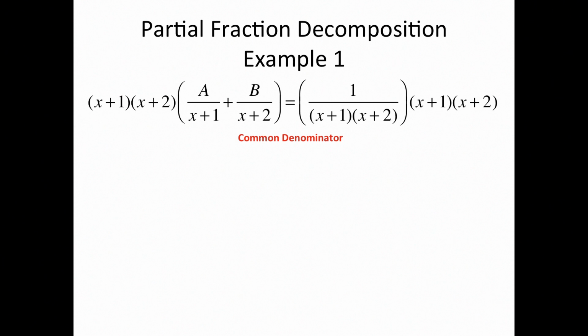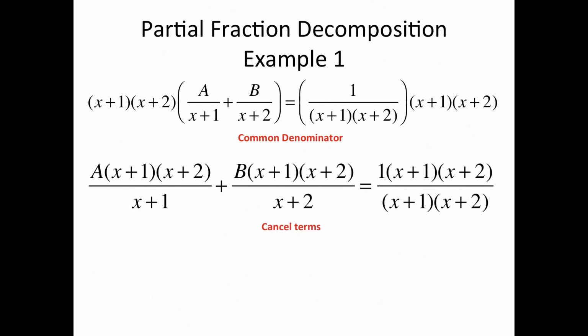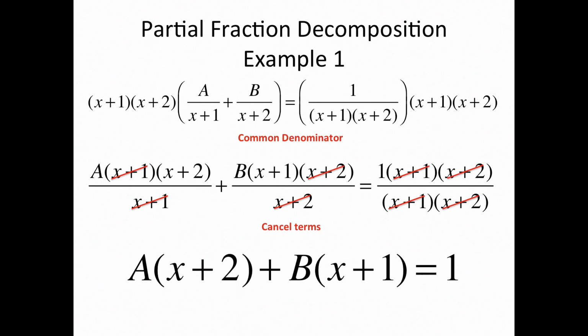Now we're going to multiply everything by x plus 1, x plus 2. It's all being multiplied in, and then you cancel your terms. Here you can see what's been canceled off, and what you're left with is a lot simpler, with no denominators, and it's just a single line. Now you can see our unknown A is next to x plus 2, and our B is next to x plus 1. Those are multiplied together, and they both equal the numerator as previously stated.